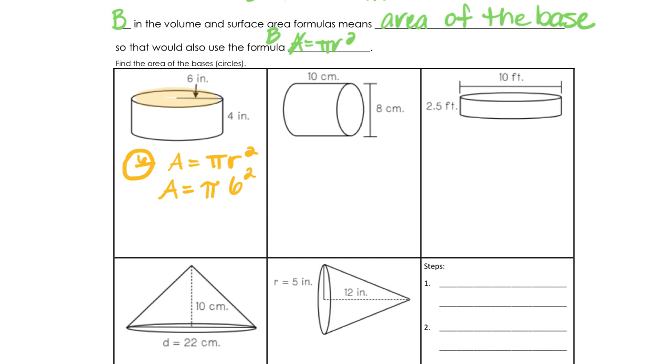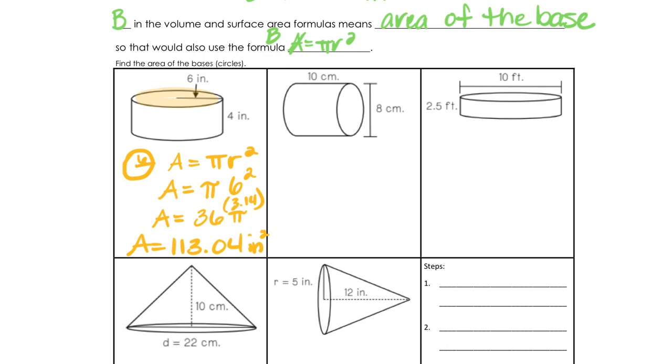And of course, it's always okay to put this all in the calculator. So I'm going to kind of clean things up here. 6 squared is 36, so this will be 36 pi. We're going to use 3.14 for pi, so I'm going to plug in a 3.14 here. 36 times 3.14 would give us an area of 113.04. And of course, we're looking at inches squared.